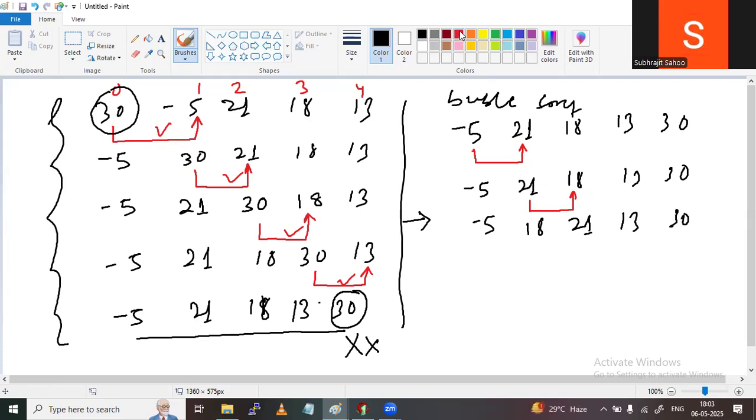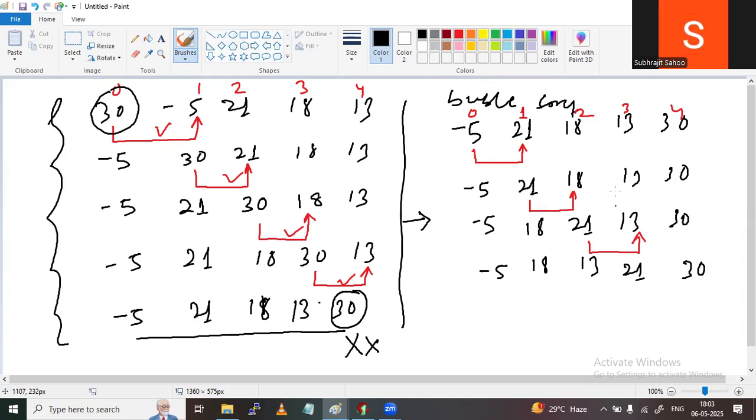Next again, 1 to 2. This is index number 0, this is index number 1, this is index number 2, 3 and 4. Sir, 1 to 2 is over. Now 2 to 3, check 2 to 3. Is it required to swap, sir? Again it is required to swap, because 13 is less. So once again it becomes minus 5, 18, 13, 21, and 30.